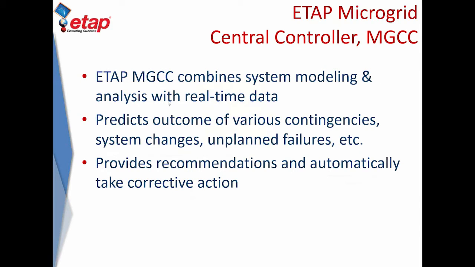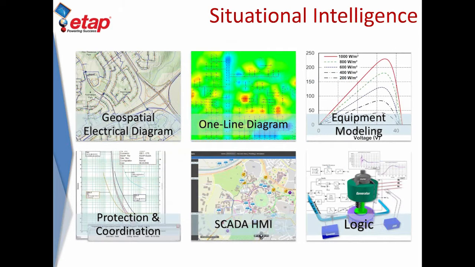So the ETAP microgrid controller basically combines the system modeling analysis with real-time data. With the controller, you can predict the outcome of various contingencies, any load changes, any unplanned failures, etc., as well as provide recommendations to the operator on how to take corrective actions. And as you will see later on in the presentation, the recommendations can be things like how and when to start and stop various generators in the system and how to optimally dispatch various sources in the system.